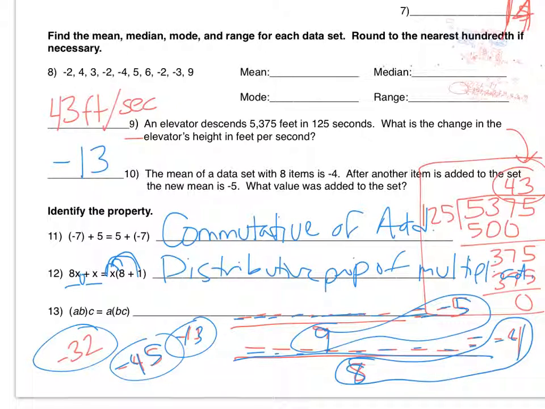And finally, we have a, b, and c being multiplied on both sides, but the grouping changes, and the grouping property is the associative property. And the associative property also works for addition, but in this case it would be the associative property of multiplication.